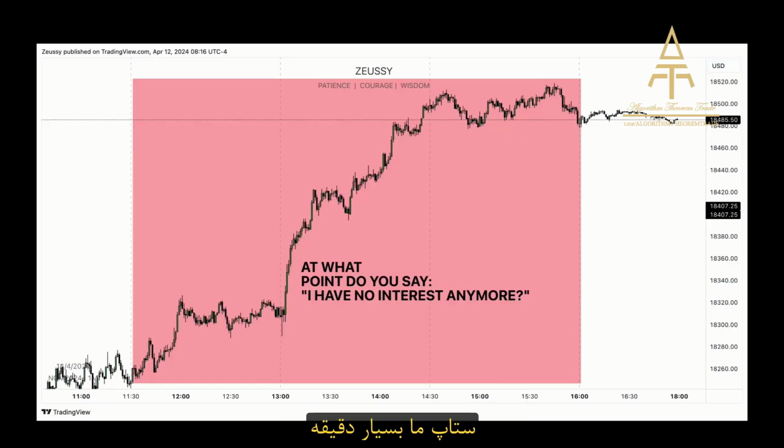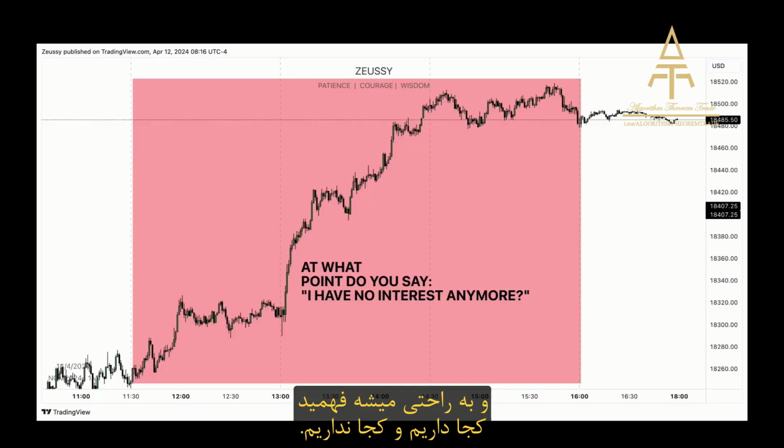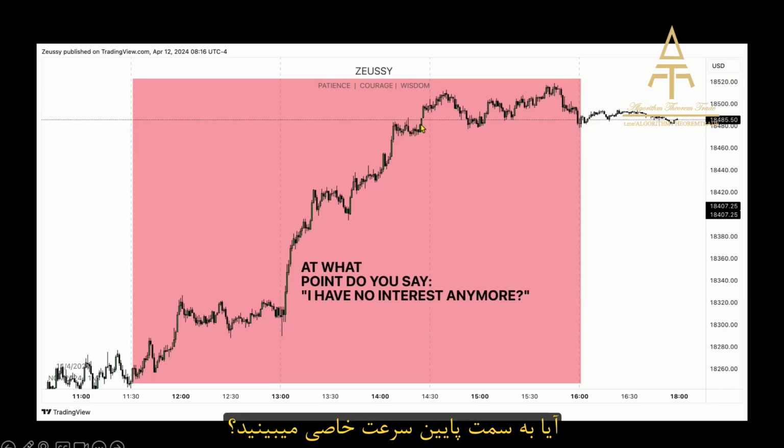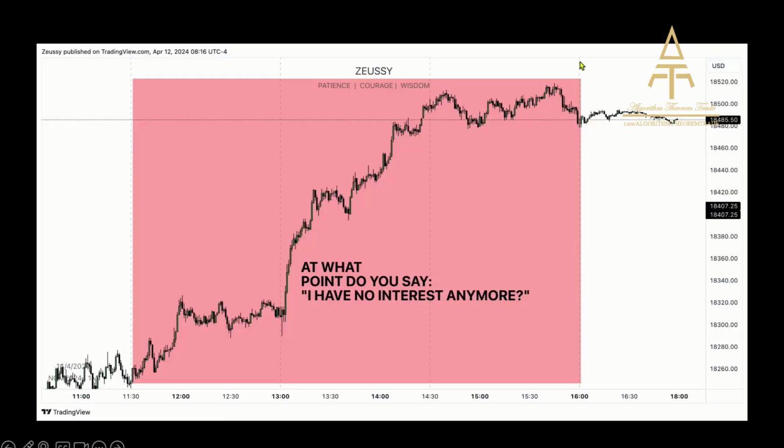The model is very precise and it's very specific to when there's an execution, when there's a setup, I should say, and when there isn't. And we need to see clear displacement. We need to see speed and velocity. Is there any speed and velocity to the downside inside of this whole leg higher? There isn't. And therefore no shorts could have been taken.